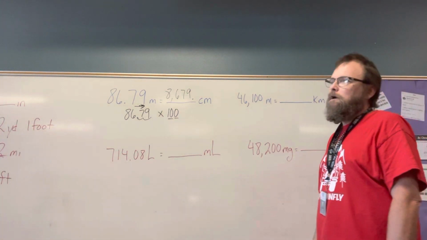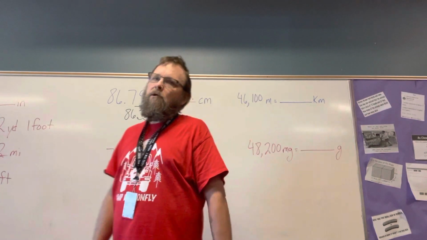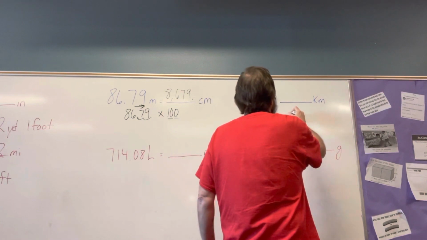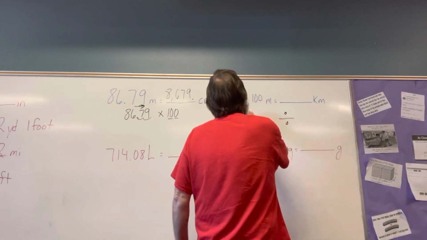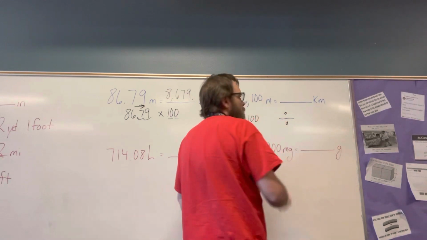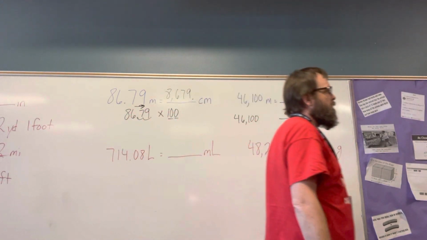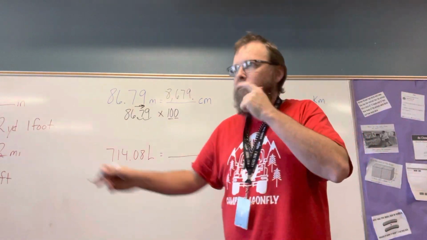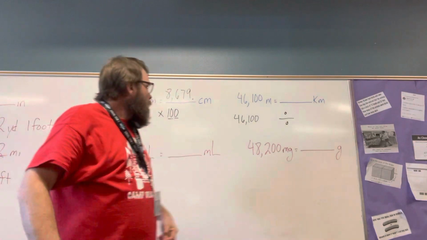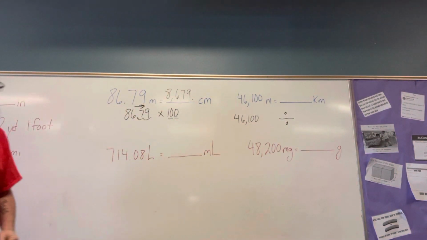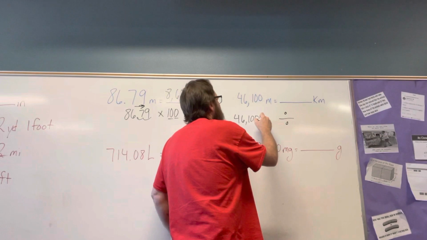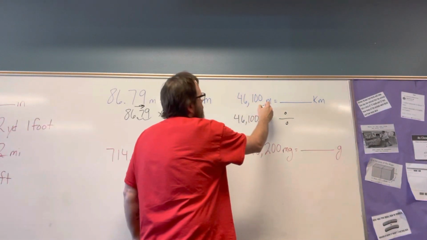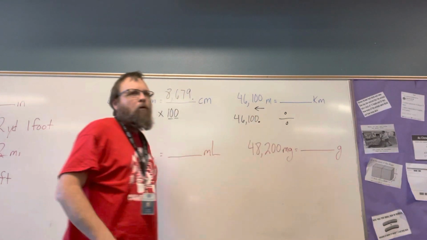46,100 meters to kilometers. Meters to kilometers. Meters are smaller than kilometers. So I'm going to divide. I have 46,100. Now, I know where my decimal point is because it's after the ones place. Because my decimal point's always behind the ones place. So my decimal point is located there.